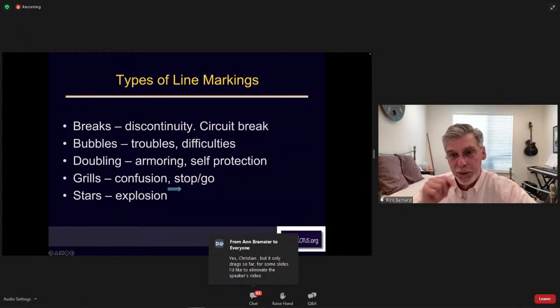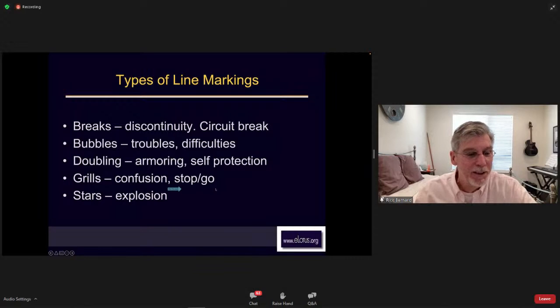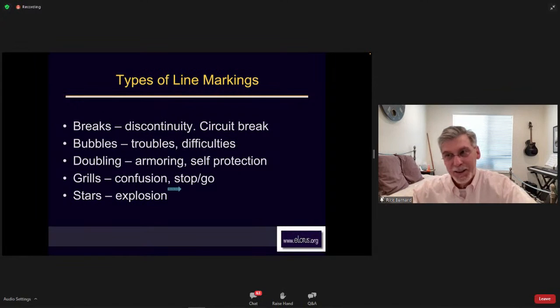Grills, you'll mostly see a grill underneath the Apollo finger. The Apollo finger is your performing finger. It's your area of creativity and self-expression. And a lot of people are confused on how to express their creativity, and they have a stop-go. I'm going to do this. I'm going to do that. Maybe I should be doing this. They don't know which direction to go sometimes, so it's stop and go. So it's basically confusion.